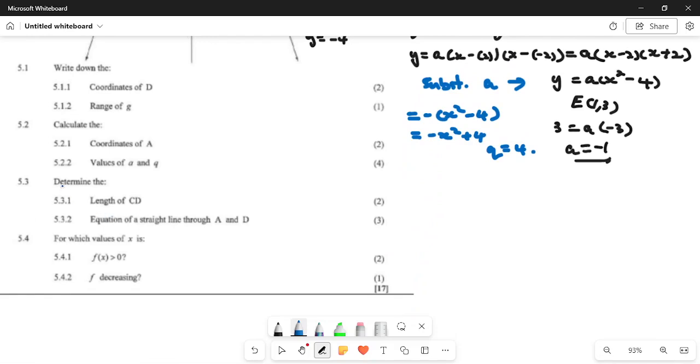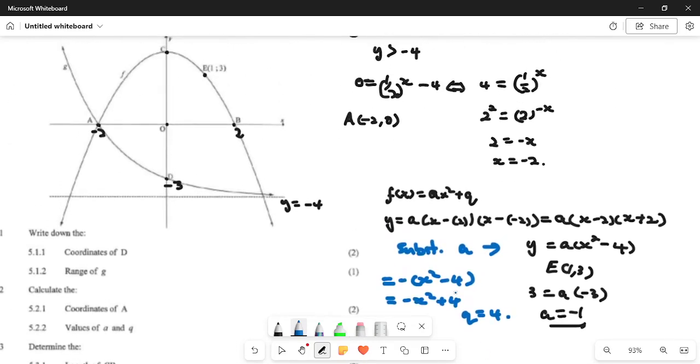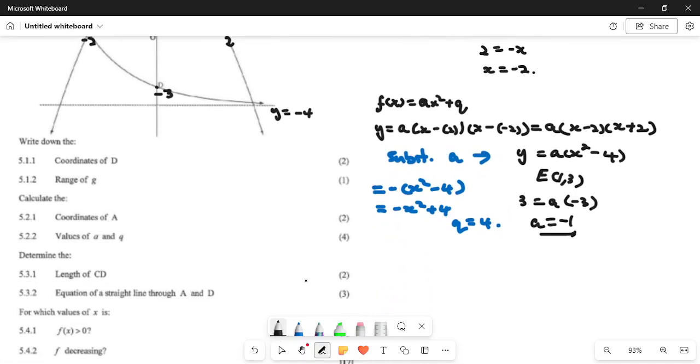Now determine the length of CD. CT being the turning point, the distance from the turning point up until the y-intercept of G. So to calculate the distance, we'll just find the difference of our y values. The distance of CT.